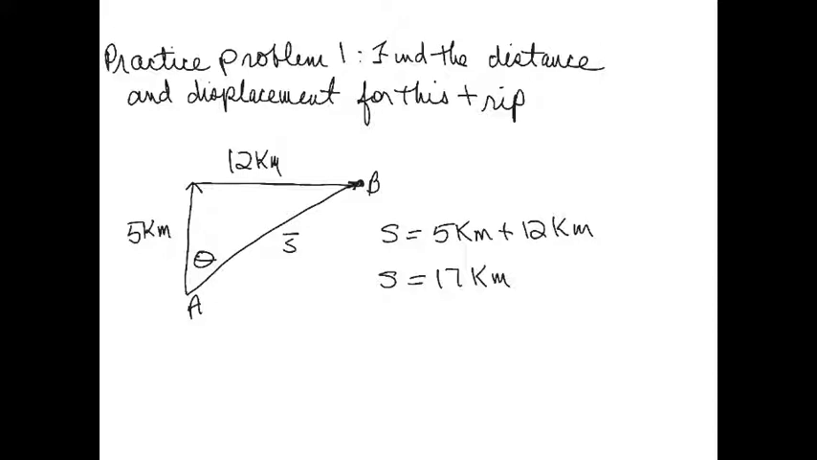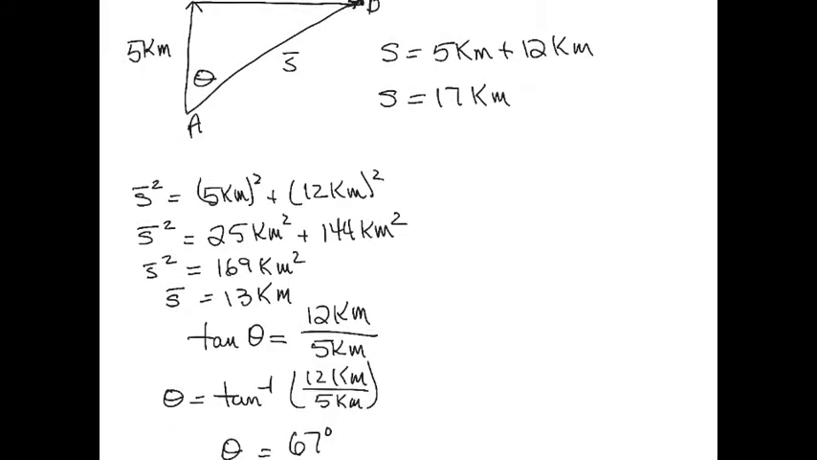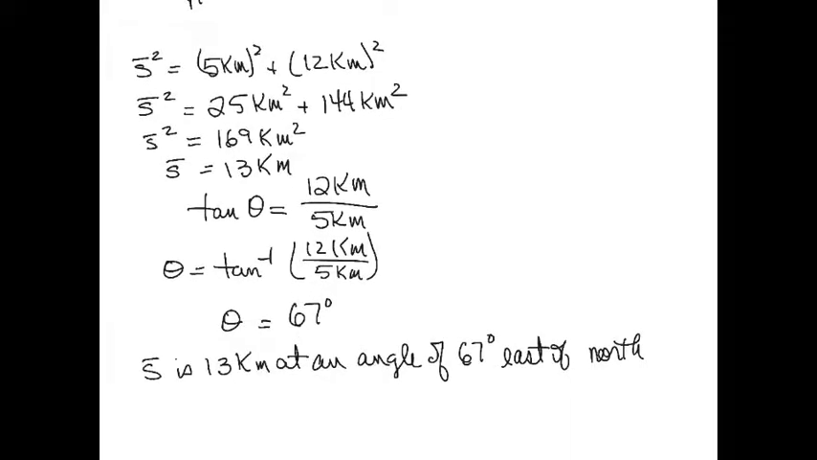And here you see the distance. I suggest you stop the video and go ahead and do the arithmetic for the Pythagorean theorem here. Now that you've worked through the problem, you see the displacement is 13 kilometers and an angle of 67 degrees. So our displacement is 13 kilometers and an angle of 67 degrees east of north.